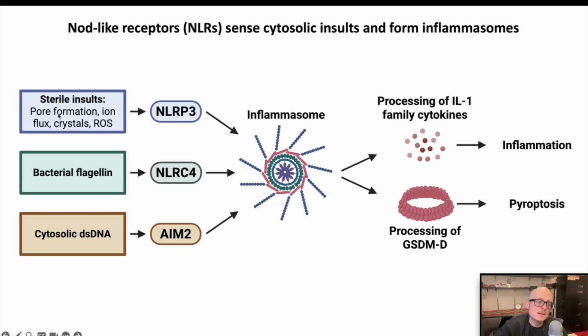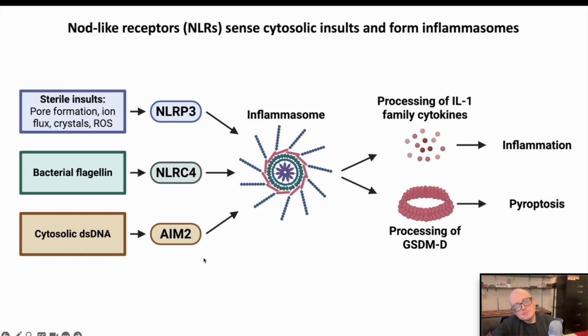These include things like indications of pore formation, like ion flux. So if a pore is opened in the plasma membrane, that's going to cause the flux of various cations across the membrane due to osmotic pressures, and a particular NOD-like receptor known as NLRP3 can detect that ion flux. Other things like irritants, like crystals, as well as things like reactive oxygen species, can also activate NLRP3. Whereas more traditional PAMPs tend to activate other NOD-like receptors like NLRC4 and AIM2.